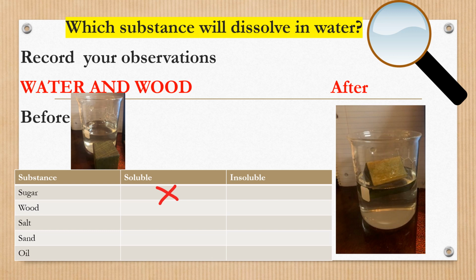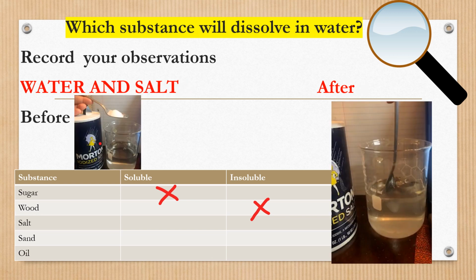Now water and wood. After I stirred, I noticed that the wood was just floating there. It did not break apart. It did not dissolve at all. This means that the wood is insoluble. Again, wood is insoluble because it did not break apart.